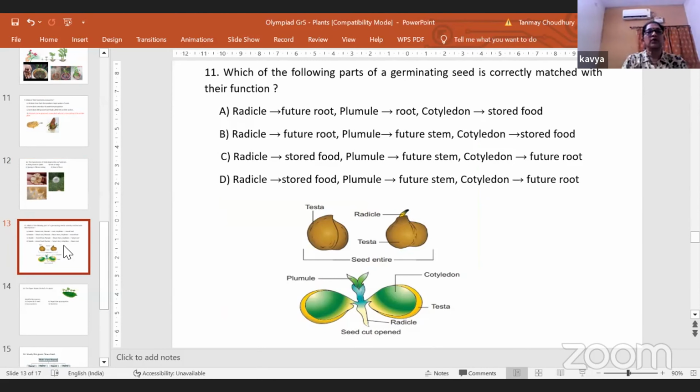Okay. Now here, this is again the parts of a seed. Which of the following parts of a germinating seed is correctly matched with their function? Okay, now let us see the parts of the seed. This is the actual seed. Okay. The outermost part of the seed is known as the seed coat. Seed coat is also known as testa. Okay. So this is the seed coat.